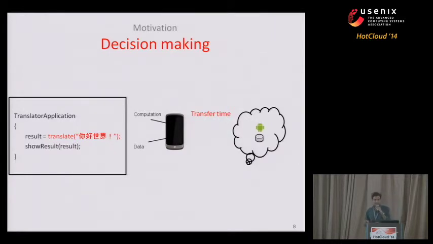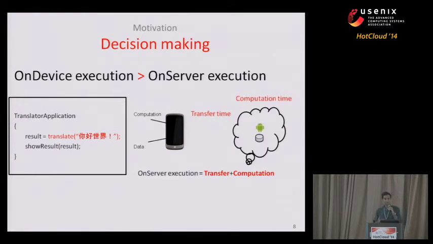And once the server gets the data, it does the computation there. It does the translation job here, which also takes some time. So the on-server execution time, that means when the application is offloaded to the server side, equals the transfer time plus the computation time. So when should we offload a computation towards the cloud? Only when the on-device execution time is greater than the on-server execution time, right? Otherwise, instead of gaining performance, we might lose it. So for the decision making, our primary goal is how can we find this relationship for an application?